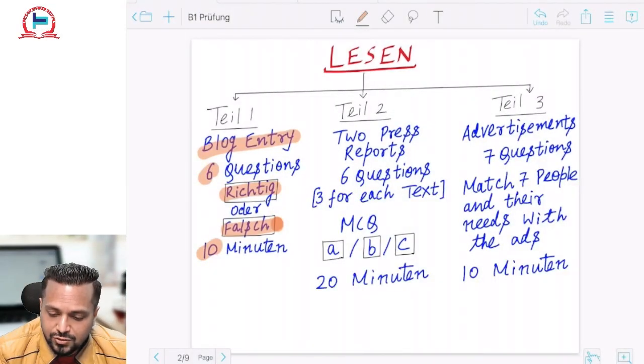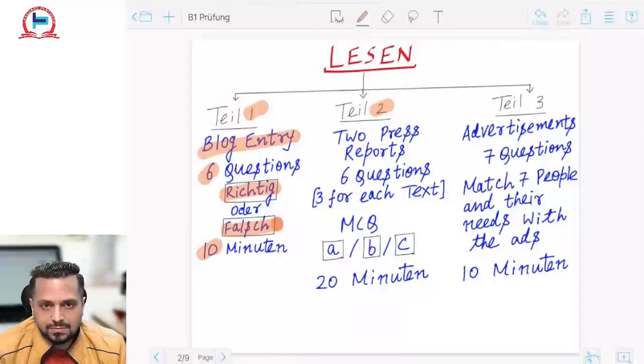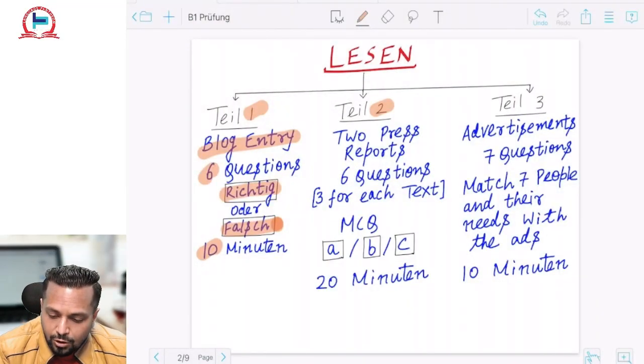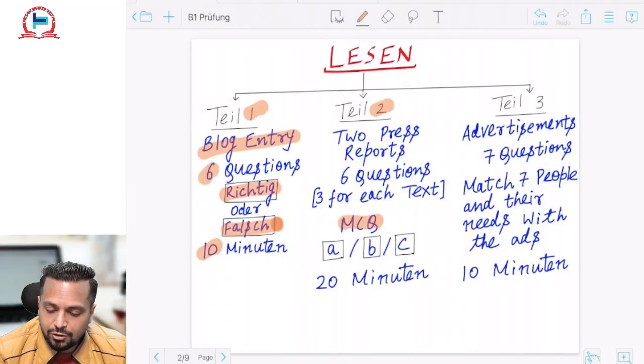Moving on to Teil 2. In Teil 2, there are 2 press reports. These 2 press reports serve as 2 different texts in this Teil. And each press report has 3 questions. All the 3 questions are MCQ based. MCQ means multiple choice questions. There are 3 options available: A, B or C. You have to select the correct option.